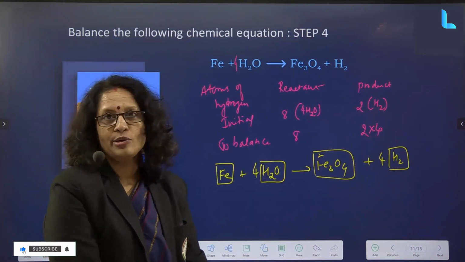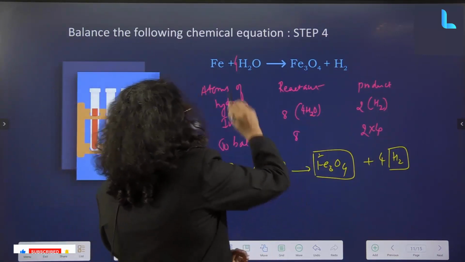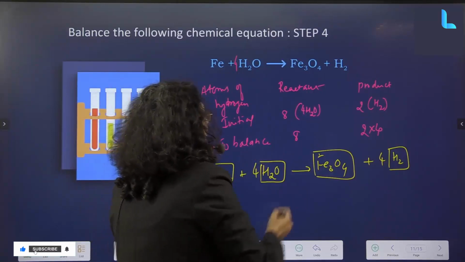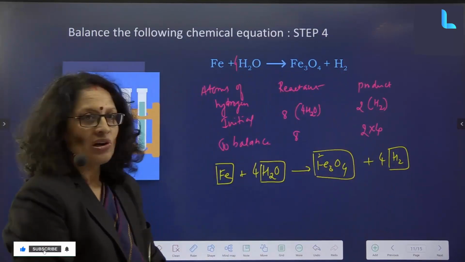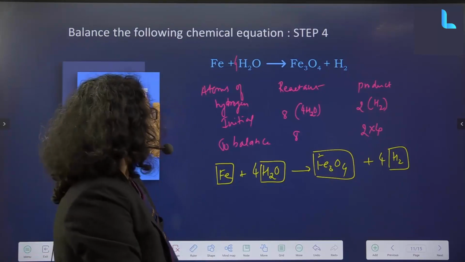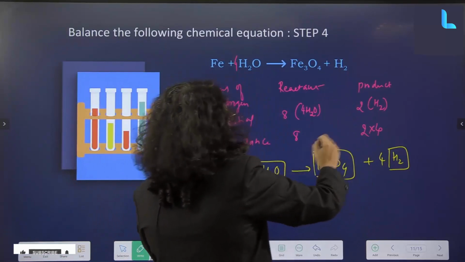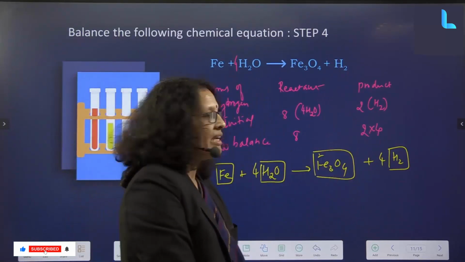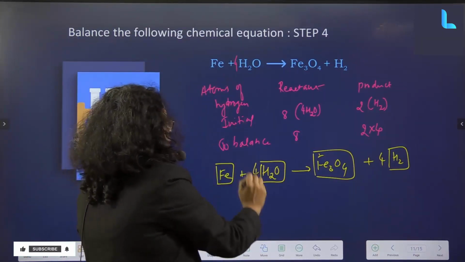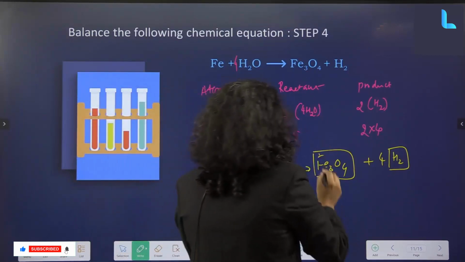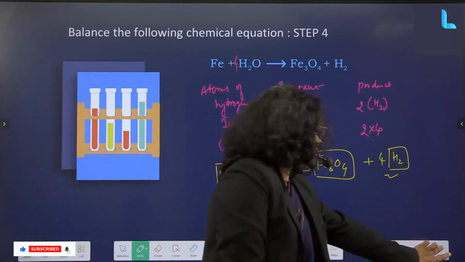Now let us take hydrogen. Initially how much hydrogen was there? There were 4 H2O, so 4 into 2, 8 hydrogen is present on the reactant side, okay. On the product side only 2 hydrogens are present, H2, okay. So to balance, what should we do? We should have 8 hydrogen on the product side, so cross multiply it. We are doing 2 into 4 to make it 8. So total what we have done: Fe, in the previous step we did 4 H2O, then Fe3O4. Now hydrogen is also balanced, 4 H2, 4 into 2, 8 hydrogen is present.